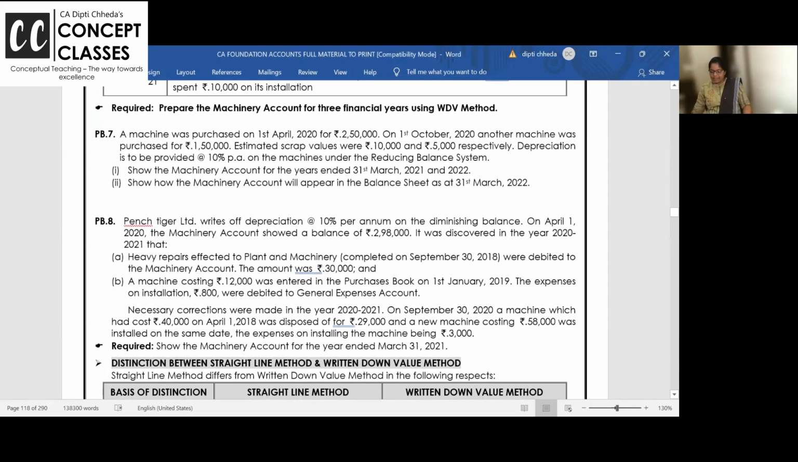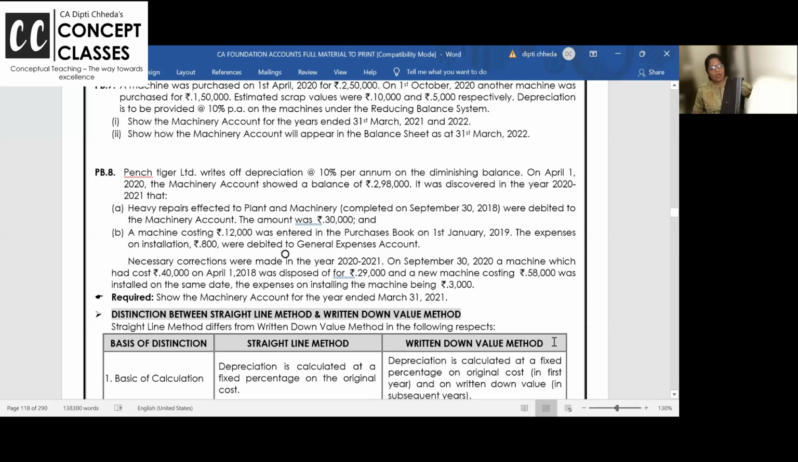Let us take the 8th one now. The eighth problem we will do with SLM, WDV, whatever method is given, and along with that some rectification of errors is also there. Yes, 8th problem. The 7th I had asked you to do, have you done? Share the answers for that also.